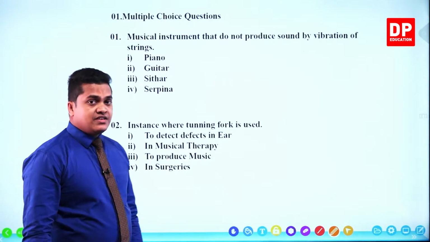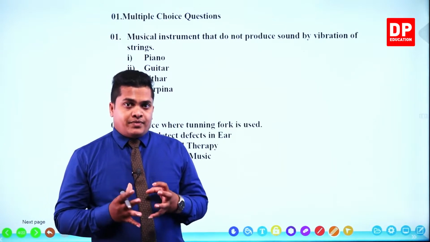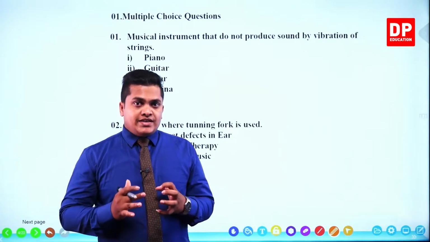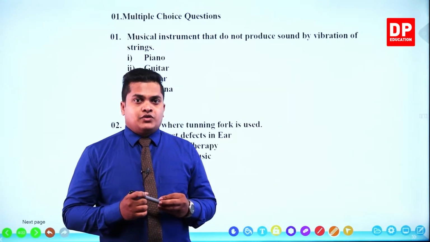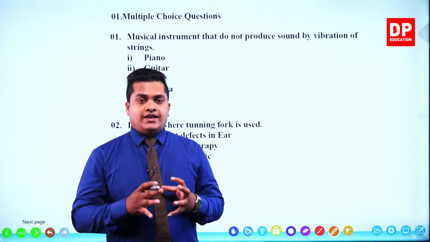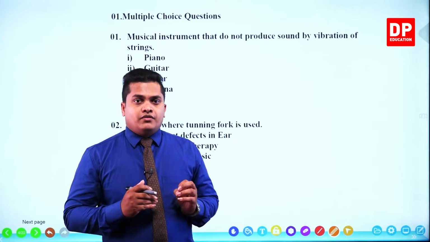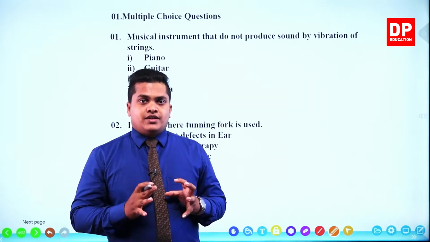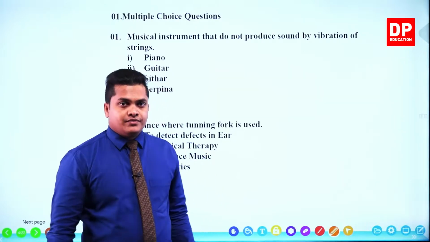Right, you are given several multiple choice questions. You know that in your test paper you will be receiving 20 multiple choice questions, MCQs. So it's really important to have some knowledge on how to select a better answer for your MCQ questions. We'll see the MCQ questions related to the sound part.